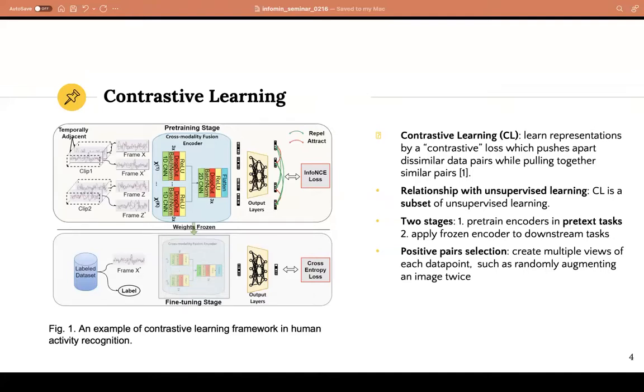And the bottom shows you the fine-tuning stage. That's for the downstream task. You get a classification task, usually, and you freeze those encoders and train the output layers. Here I use an MLP, and you train the classifier in a supervised manner. So that's a typical contrastive learning framework.